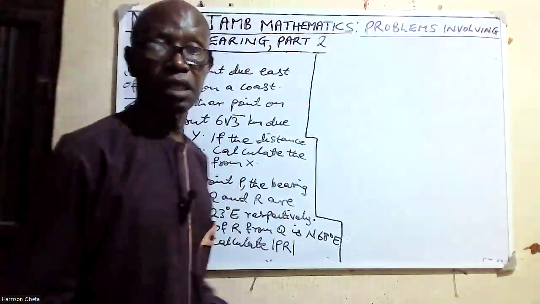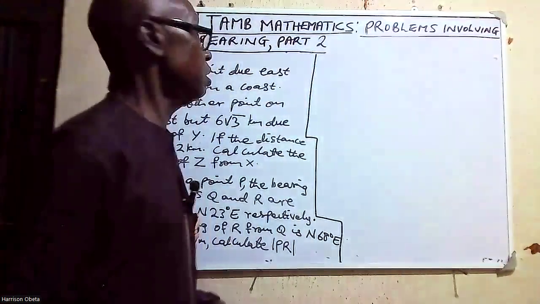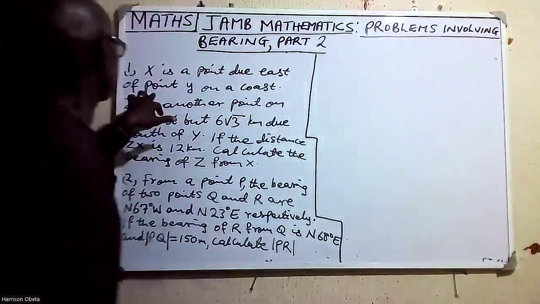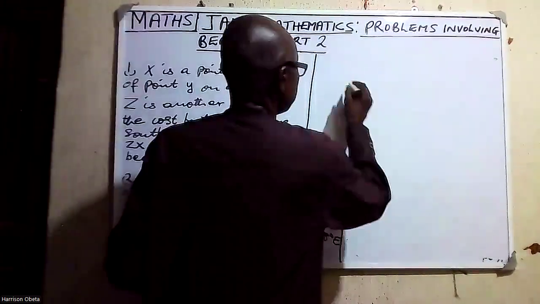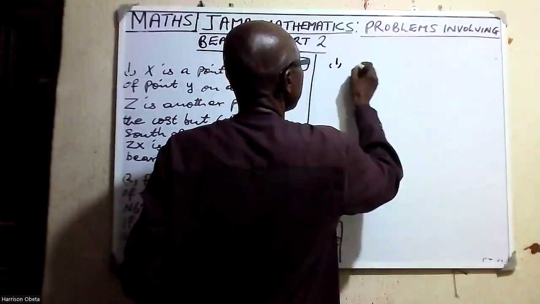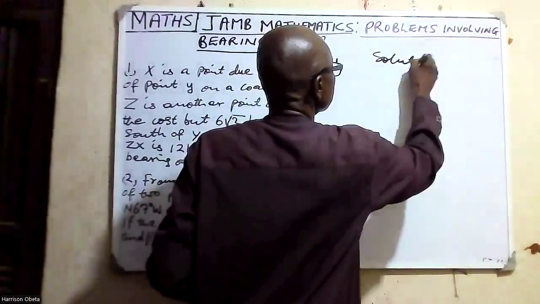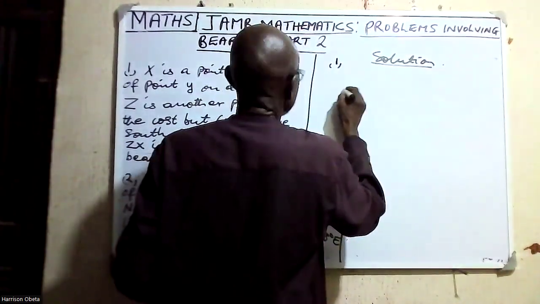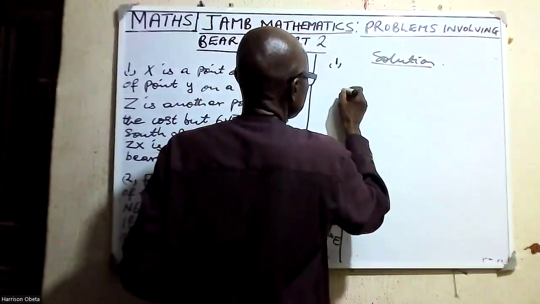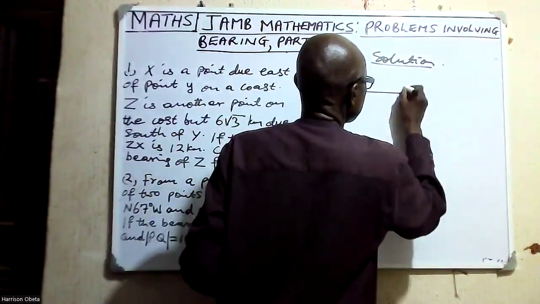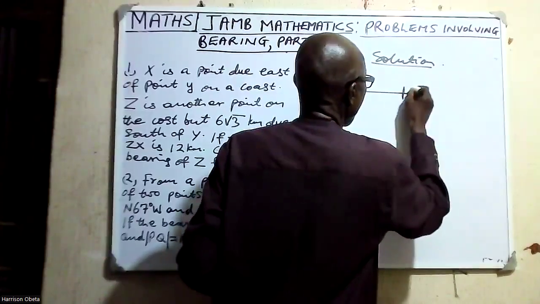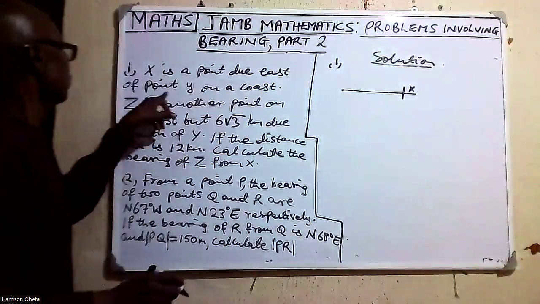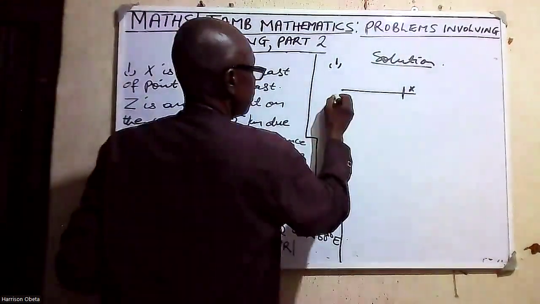Come back, we're still treating bearing. I will have two questions. The first one: X is a point due east of point Y. Now let's locate the point due east of Y. So this should be our Y.